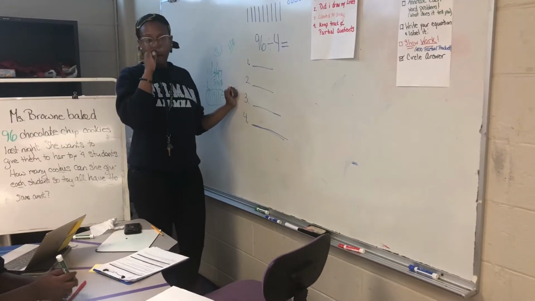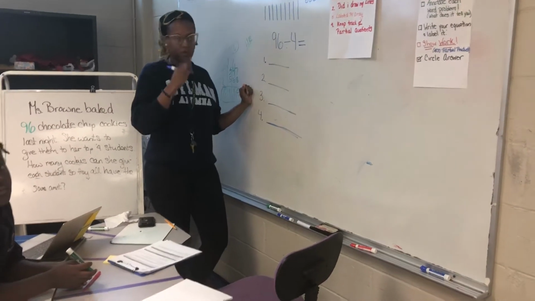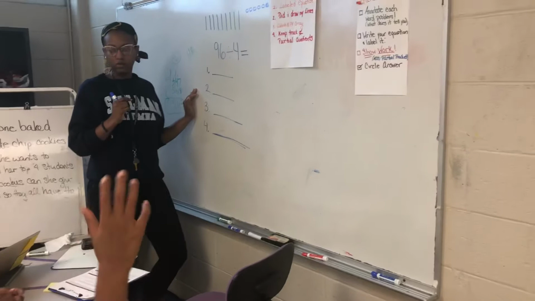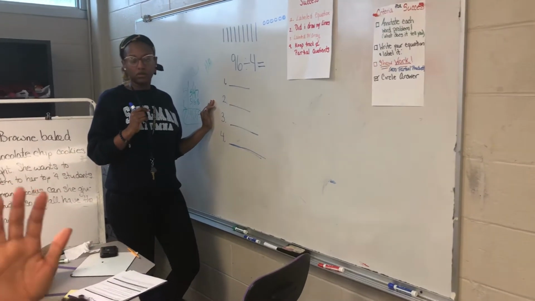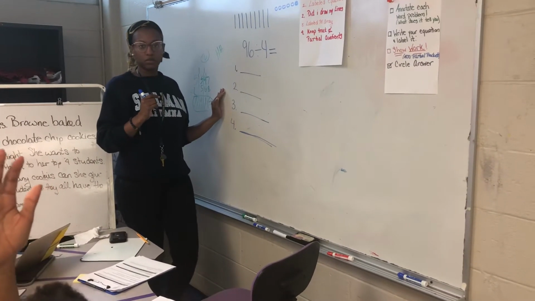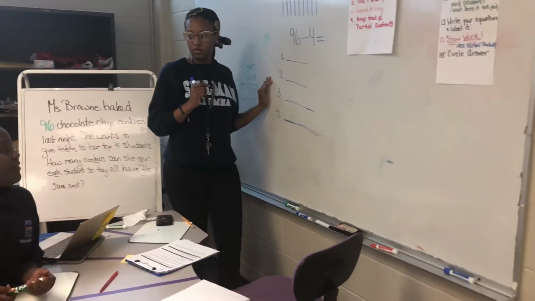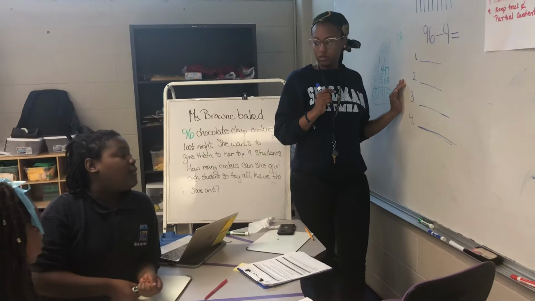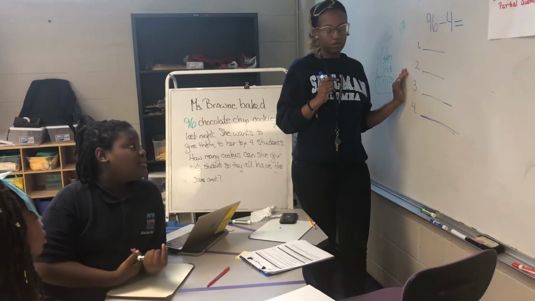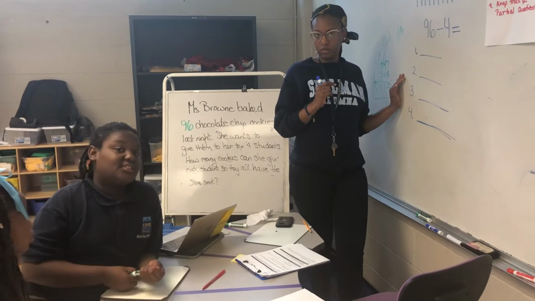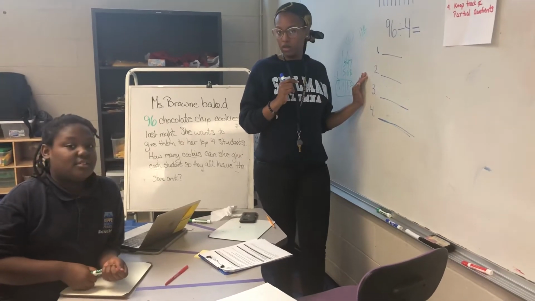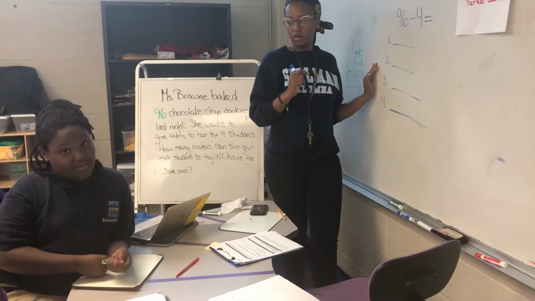Someone tell me why Miss Brown just drew 4 lines and labeled 4. Every single hand should be up. Why did Miss Brown draw 4 lines and label all 4? Hope: She drew 4 lines and put 4 because she represents all 4 of the kids. Exactly. And all 4 of the kids need to get what? The same amount of cookies.